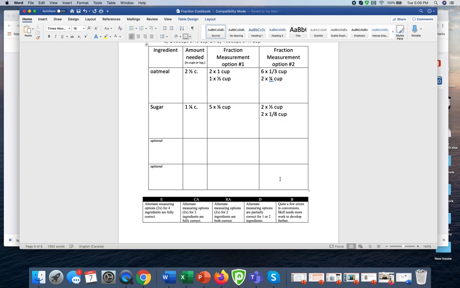Okay, good. And then a D would be that maybe there are some mistakes within here, or you've only done 1, I guess, or 2 ingredients, but it's only kind of partially correct. And then a B is that we need to do quite a bit more work on this.